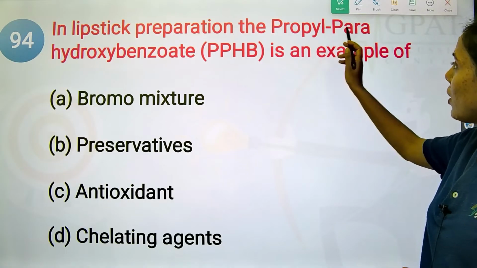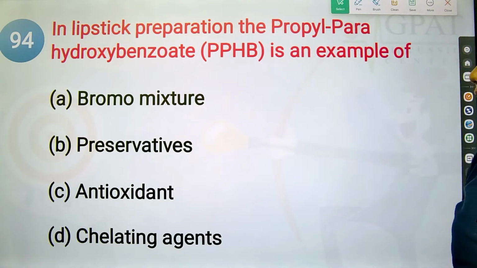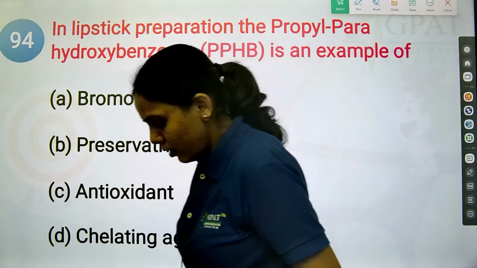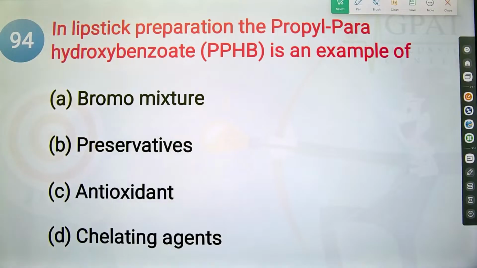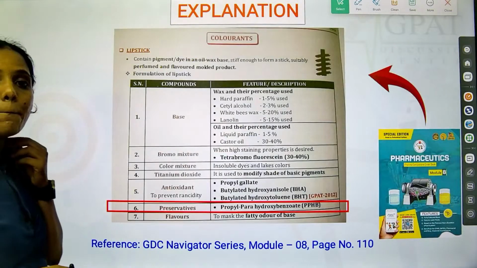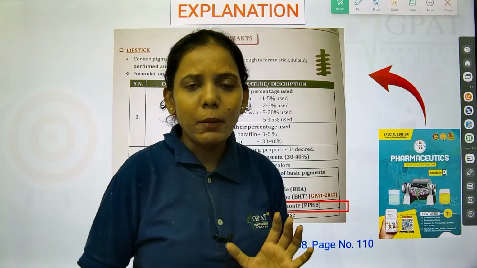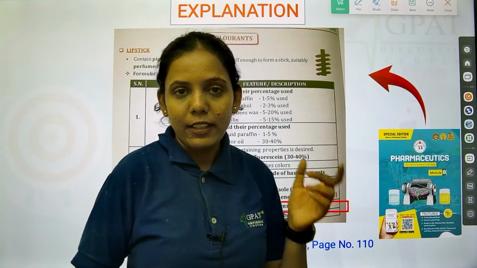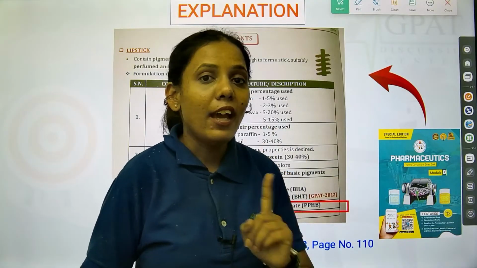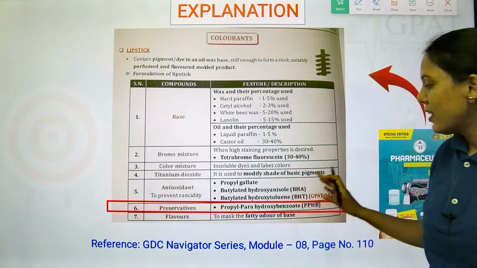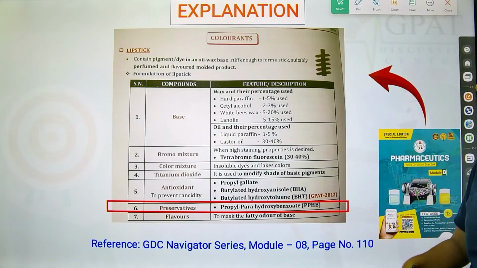Next is, in lipstick preparation, propyl para-hydroxybenzoate is an example of what? Bromo mixture, preservative, antioxidant, or chelating agent. We know it is para-hydroxybenzoic acid, and here it is para-hydroxybenzoate. So that is nothing but the preservatives. We call them parabens. You might have seen products labelled paraben free, because they are a little bit harmful. Cosmetics generally write sulfate free, paraben free, right? So they are preservatives.